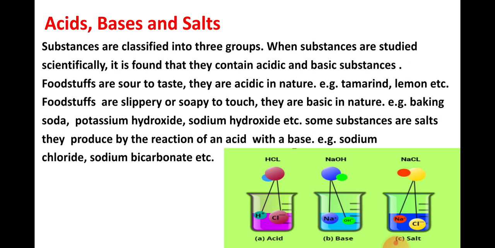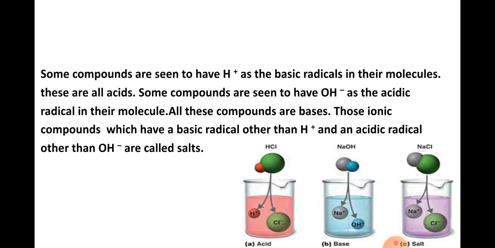Some substances are salts. They are produced by the reaction of an acid with a base. For example, sodium chloride, sodium bicarbonate, etc. Some compounds are seen to have H+ as the basic radical in their molecules. These are all acids. Some compounds are seen to have OH- as the acidic radical in their molecules. All these compounds are bases.